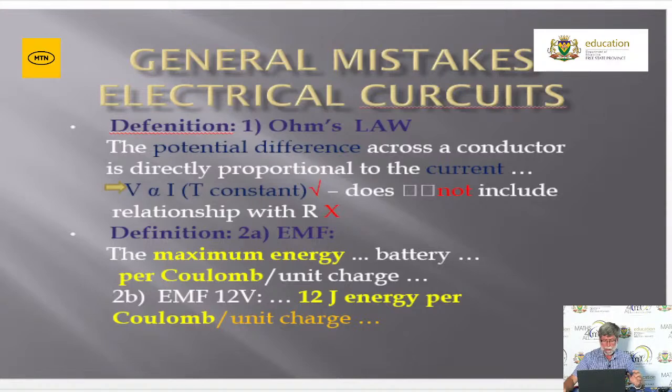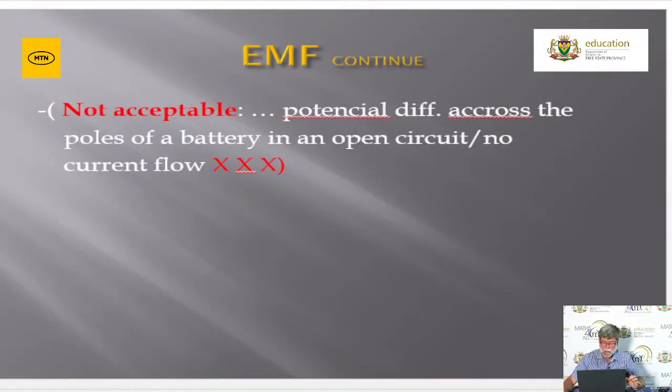Now, what is not acceptable? Not acceptable is to state that the EMF is the potential difference across the poles of a battery in an open circuit, or if no current is flowing. That is not a definition for EMF. It is 0 marks. This is the method by which you can determine the EMF of a battery. It is not the definition.